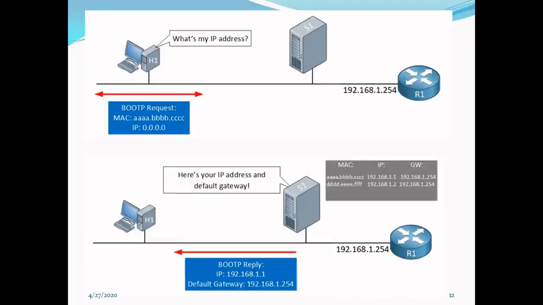This can be shown diagrammatically. H1 is a host that has started, so on start it will transmit the BootP request towards the server. Now the server will receive this request and look into its database. The database contains MAC address, IP address, gateways, DNS and all necessary information. It will try to find the information of H1 in the database, and it will reply to H1 with the IP address and default gateway. Through this, H1 is able to communicate in the network.